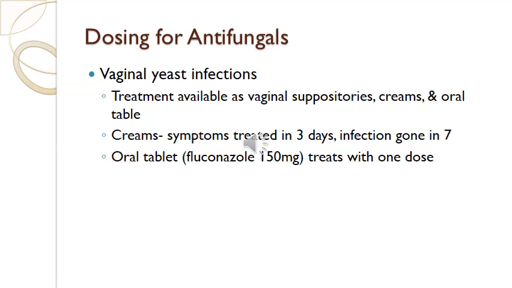Now with vaginal yeast infections, first of all, you want to be aware of the different types of administration of these medications. They come in the form of vaginal suppositories, creams, and even oral tablets. As far as dosing, your symptoms will usually be treated in 3 days and the infection gone in 7 when using creams. The oral tablet, fluconazole, 150 milligrams, will treat with 1 dose. So what the individual uses to treat it will dictate how long the treatment has to go on and how long the symptoms will last.